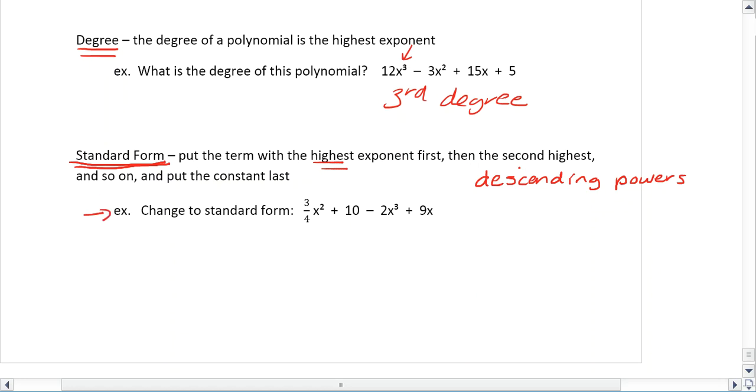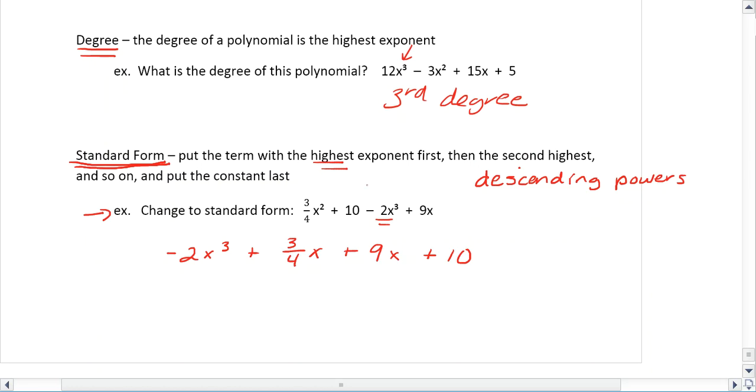In our example, if we're to change this to standard form, we just kind of scan through and look at the exponents, and of course this one has an x cubed in it, so it's the highest, and then the x squared term, and then the x to the first term, and really this 10 does have an x to the 0 power in it, because x to the 0 is 1.